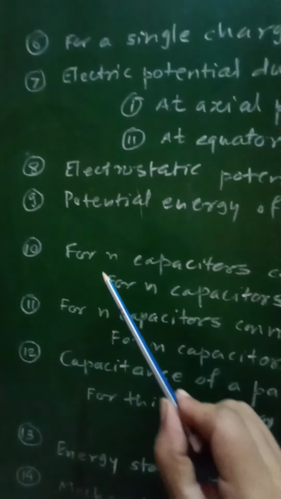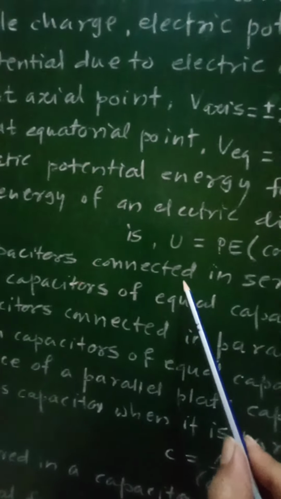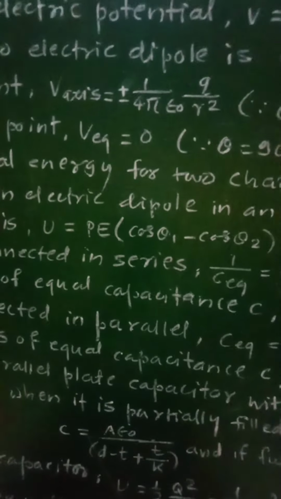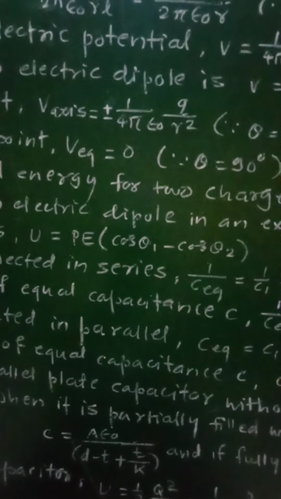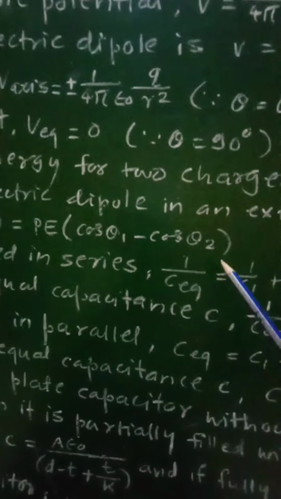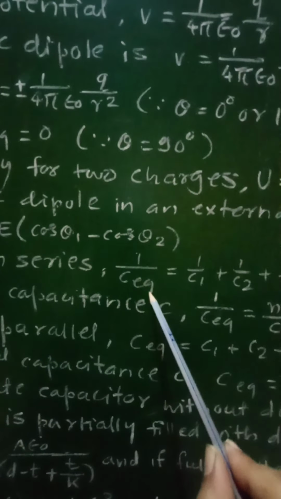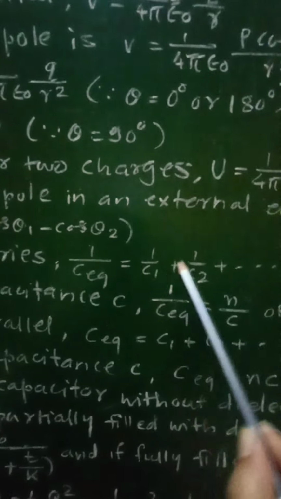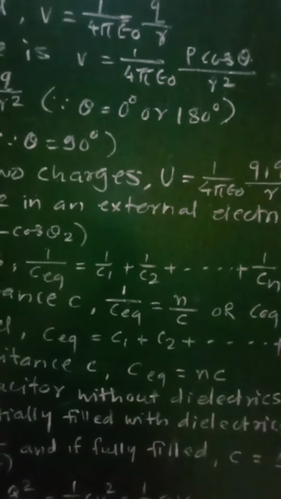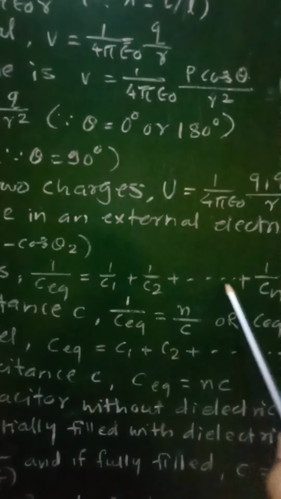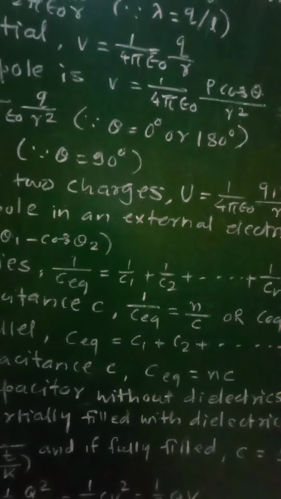Then the 10th formula gives, for n capacitors with capacities C1, C2 up to Cn connected in series, their equivalent capacitance as 1 upon C equivalent is equal to 1 upon C1 plus 1 upon C2 plus up to 1 upon Cn. So this is the equivalent capacitance in case of series combination of n capacitors.